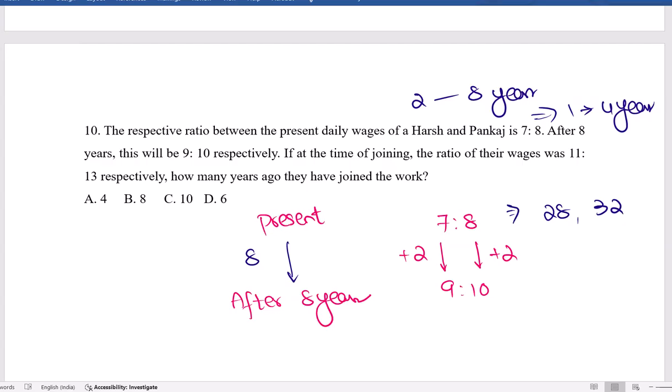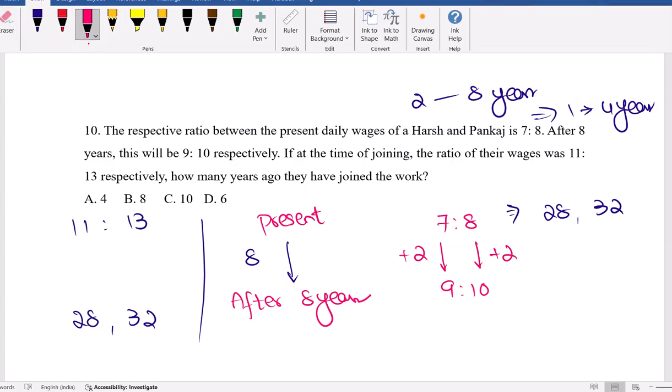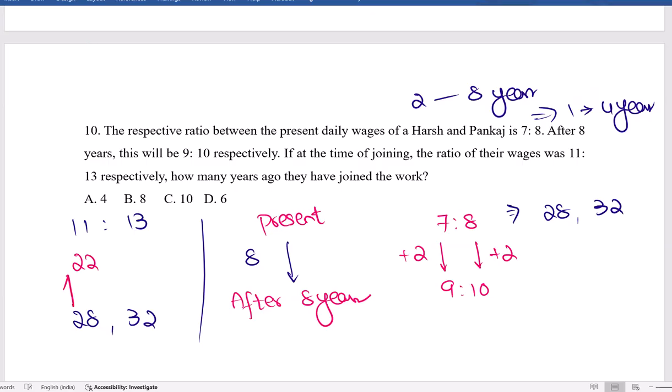Now, some years before it is 11 and 13. So 28 and 32 is present. Somewhere before it is 11 and 13 means, yeah, this should be 11 multiple, so I have to go for 22. Means this is 6 years ago. If you go 6 years ago, this is 26. 22 and 26 is nothing but 11 and 13 ratio only. So answer is 6 years ago.